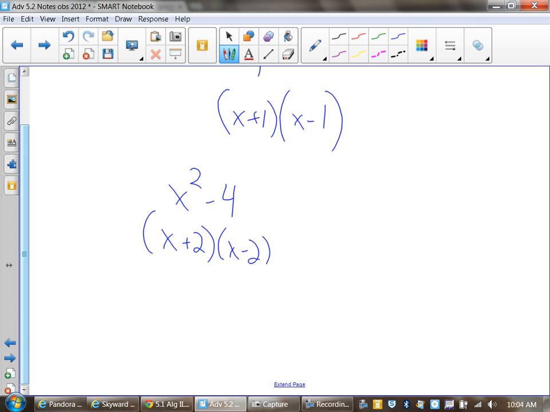It does not work with addition. I repeat, it does not work with addition. Can you say that after me? It does not work with addition.